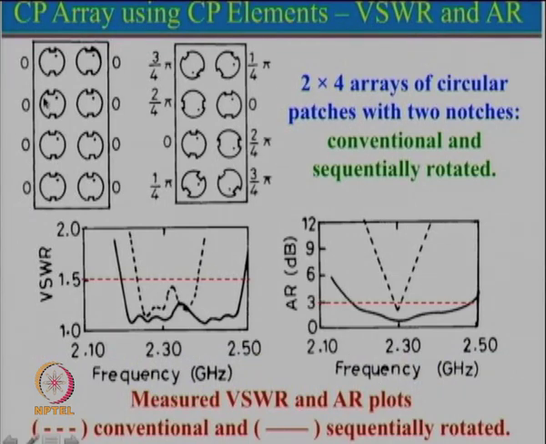Now, this is a configuration that shows 2 by 4 arrays of circular patches with 2 notches, and there are 2 configurations, one is conventional, another one is sequentially rotated. So, what is conventional? In a conventional array, all the elements are similar and all the elements are fed with the same phase, and each individual element is a circularly polarized antenna. So, since individually these antennas are circularly polarized, that will give a circularly polarized antenna, and since we are using 8 of them, it will give us higher gain.